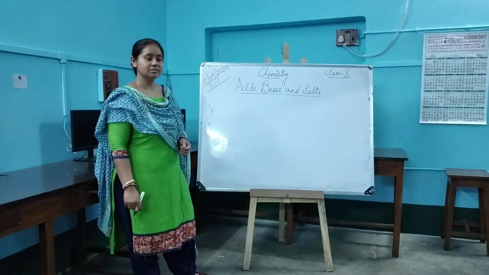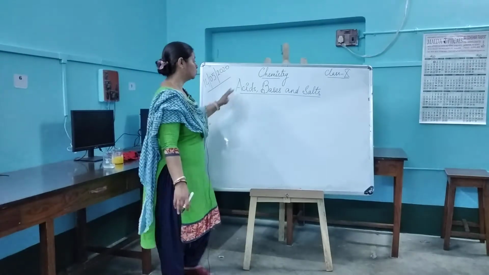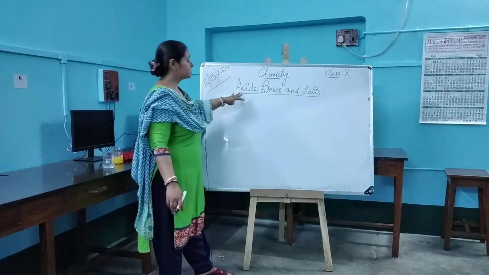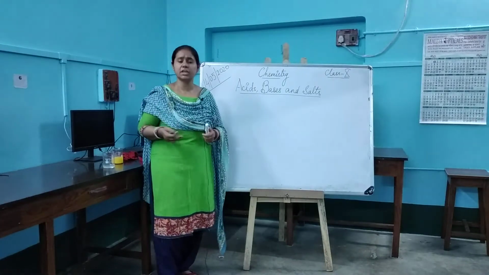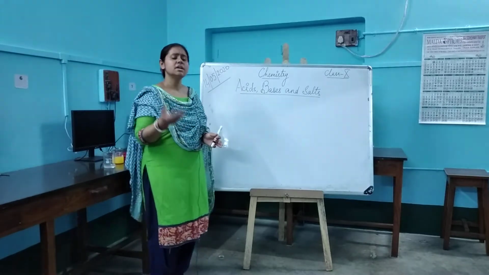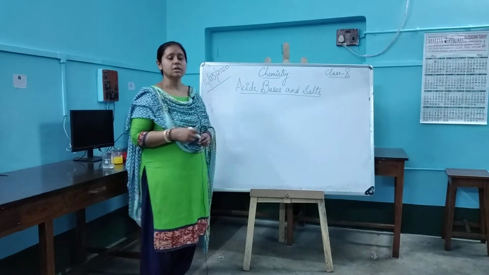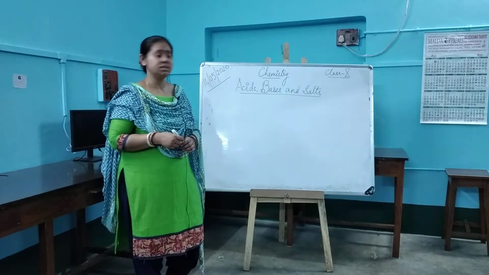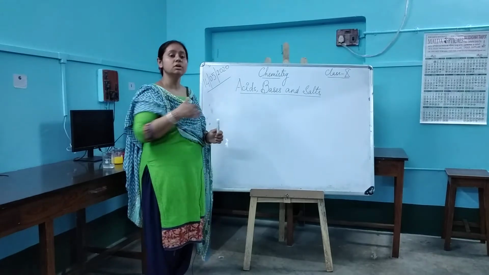Good morning, dear children. In the last class, I was discussing acids, bases, and salts. I had shown you some of the identification tests, the basic primary identification test for acids and bases using litmus paper and phenolphthalein as an indicator. Today I will discuss some of the physical properties of acids and bases, and later on we'll move on to the salts.